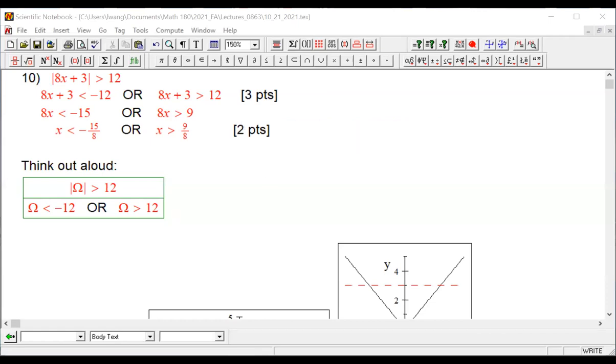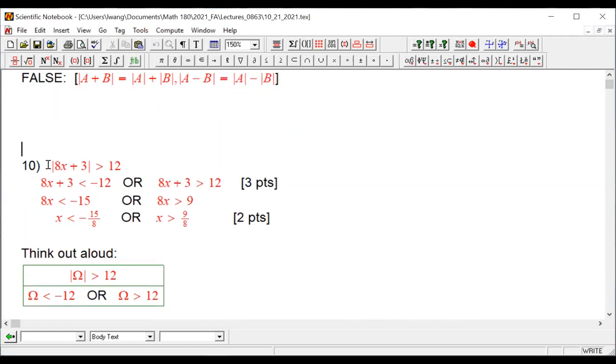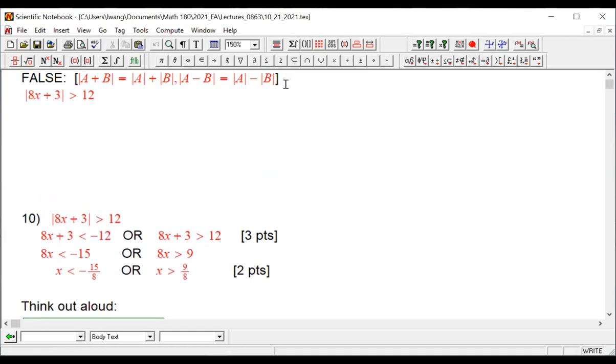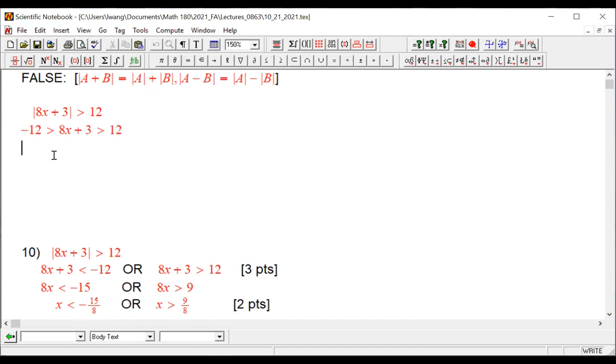This common mistake I have to point out because it's so common. I see it every year. Okay, this is a common mistake I'm about to show you. To start with, the student will write -12 larger than 8x plus 3 larger than 12. And then the student will write -15 larger than 8x larger than 9.